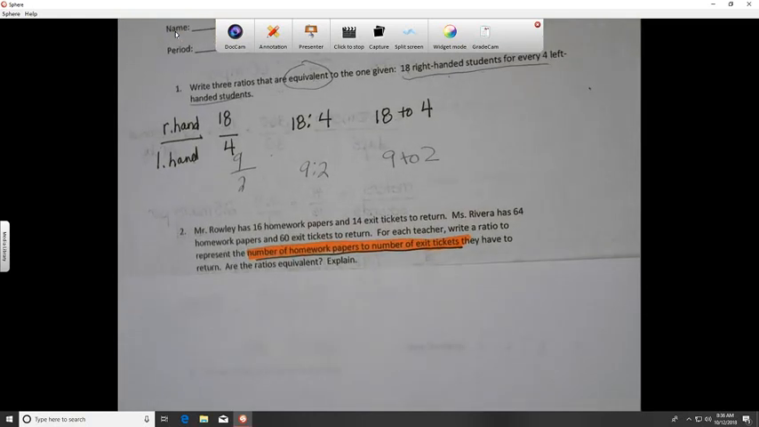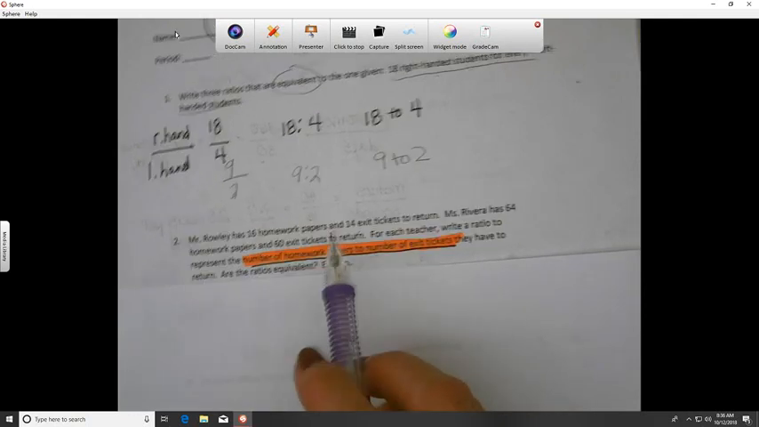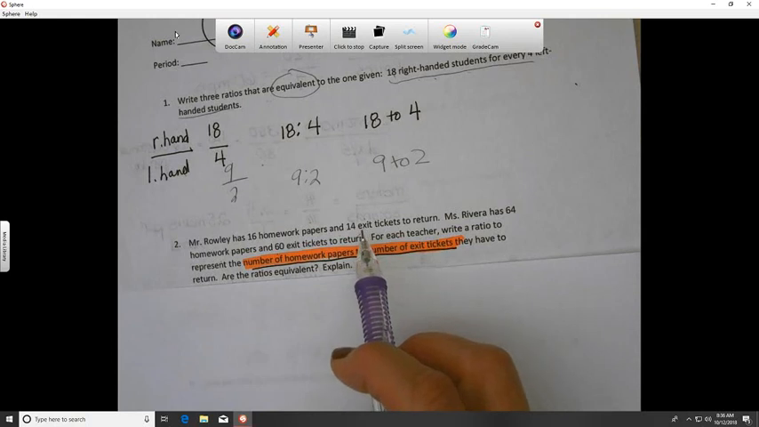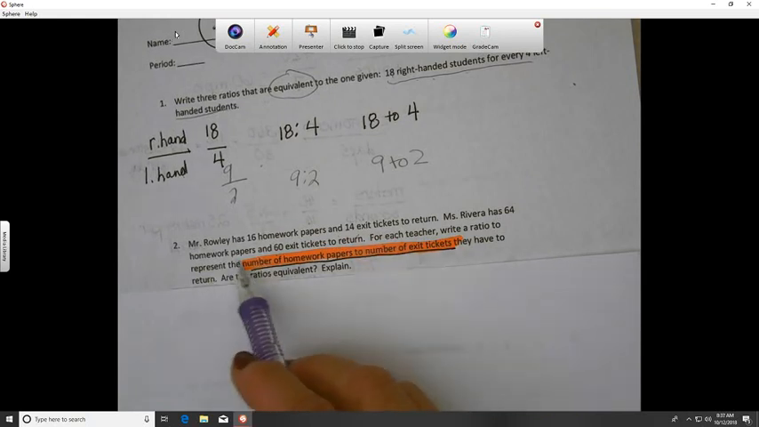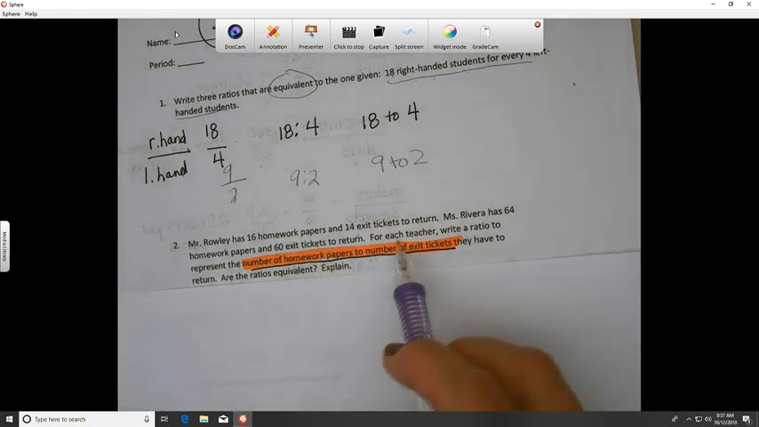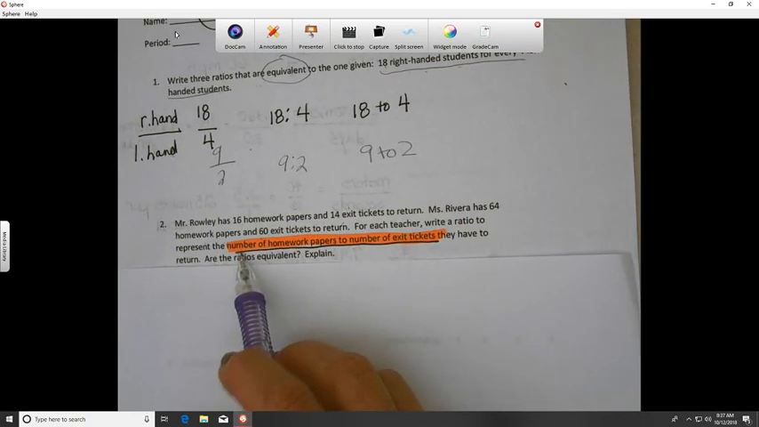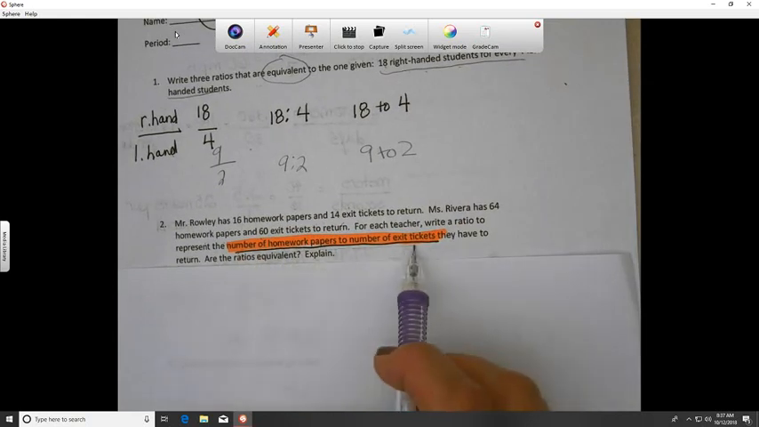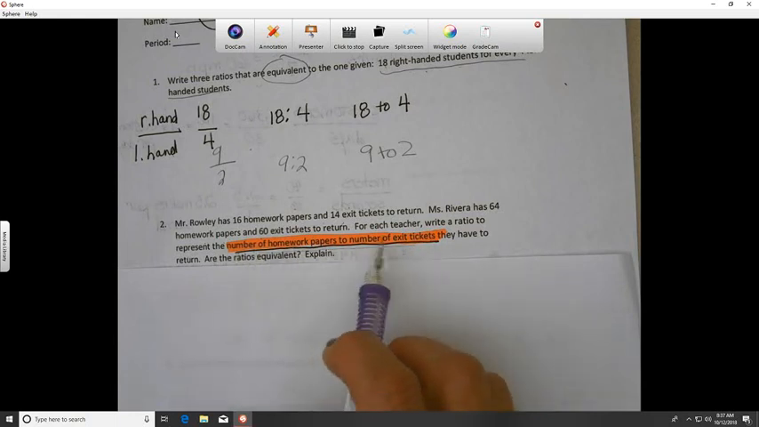Okay? Number 2. We have 16 homework papers and 14 exit tickets. So you're going to have to be really careful with these questions to read them, because it's all about the wording to get you started. And Ms. Rivera has 64 homework papers and 60 exit tickets. For each teacher, write a ratio to represent. And I underlined this because here's the key to the order that they have to be written in. The number of homework papers to the number of exit tickets.